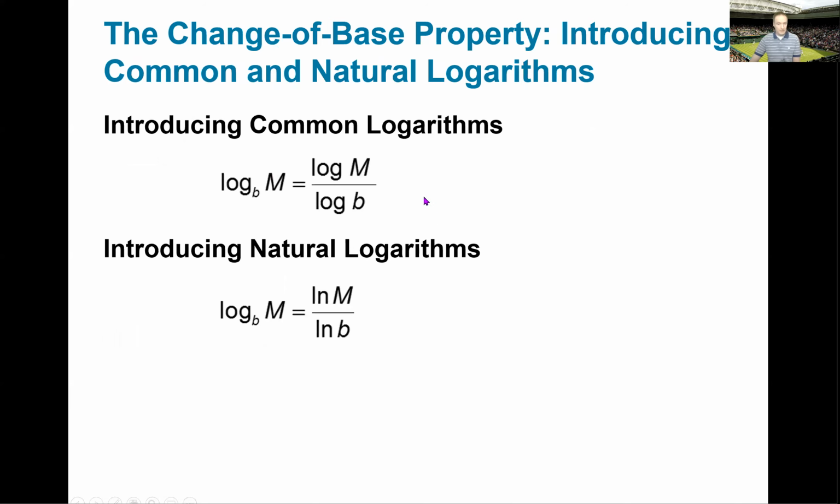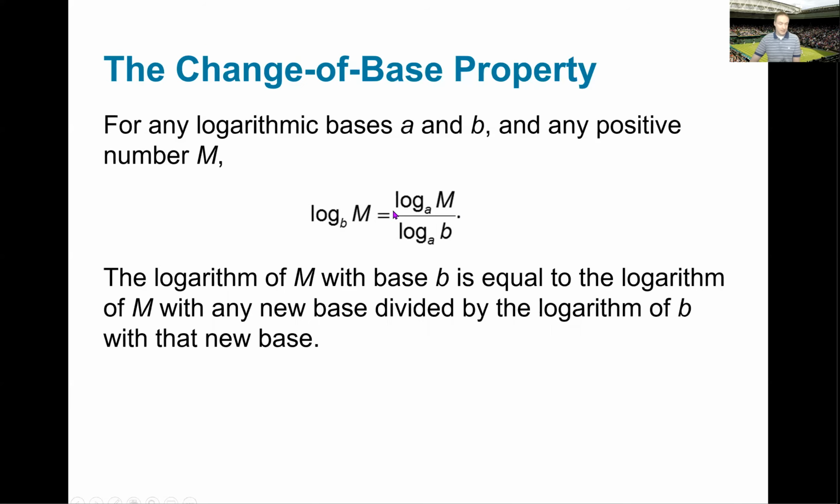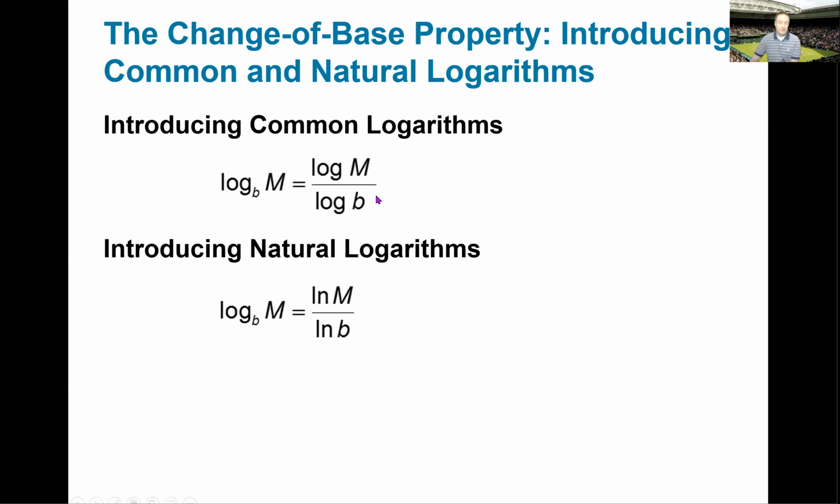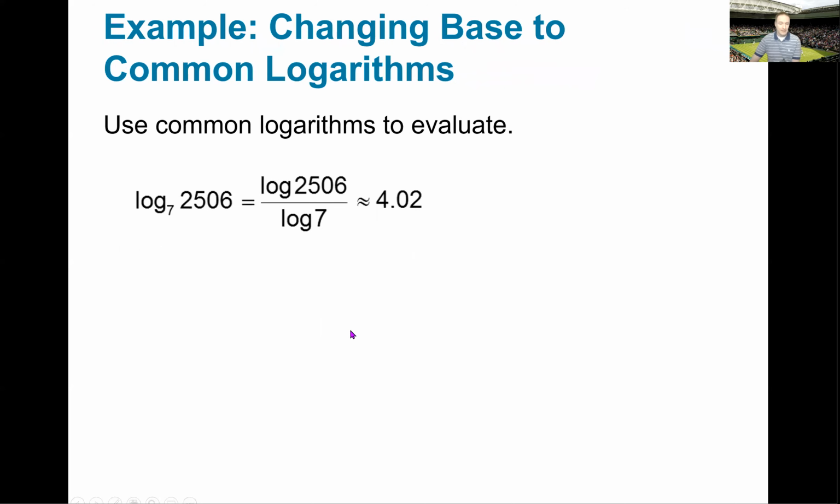So typically the two that we use, so instead of this formula where we do log base A, we either do log base 10 or the natural log, which is log base E, because these two are just about on any calculator you could find. So these are the most easy ones to use. So instead of log base a of m over the log base a of b, I can just say, well, it's the log of m over the log of b, or the natural log of m over the natural log of b.